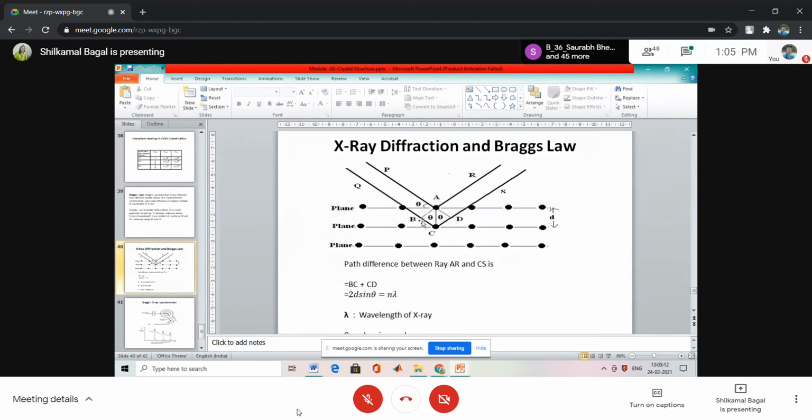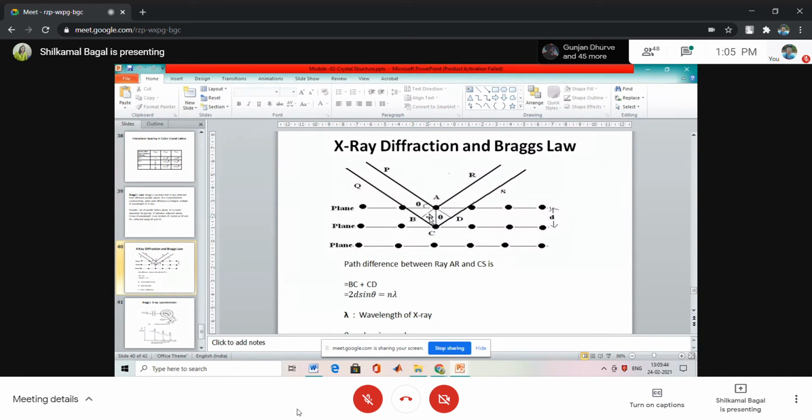Okay, at B, we have drawn AB perpendicular on the second ray. Similarly, AD is perpendicular on this reflected ray CS. So ABC and ADC, these two are right angle triangles. The right angle is at B and the right angle is at D. And so by geometry of the diagram, we can write BC and CD.